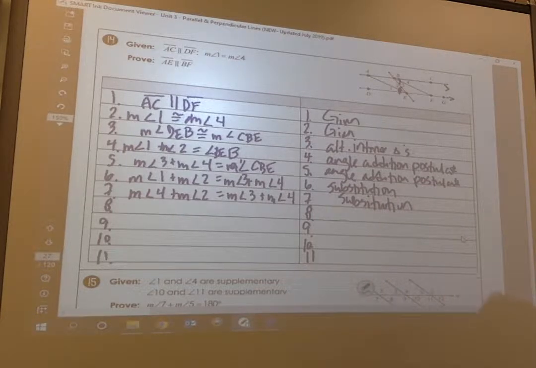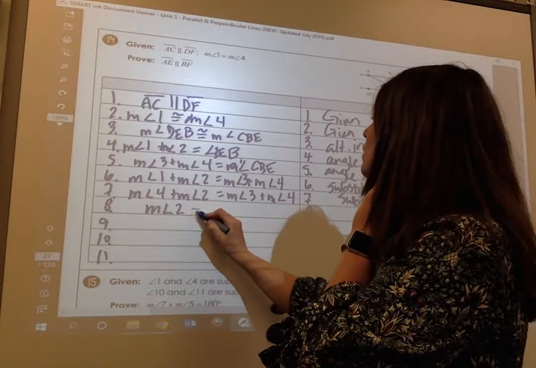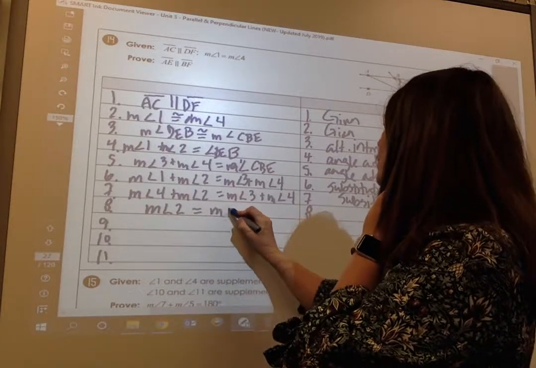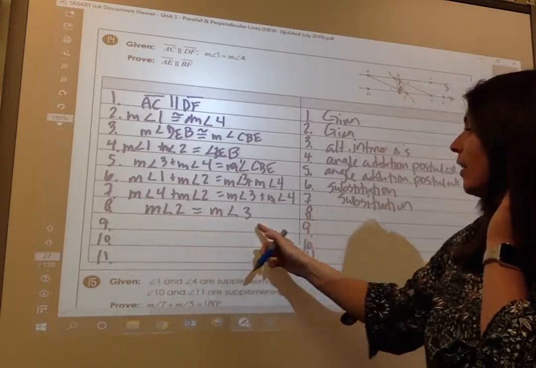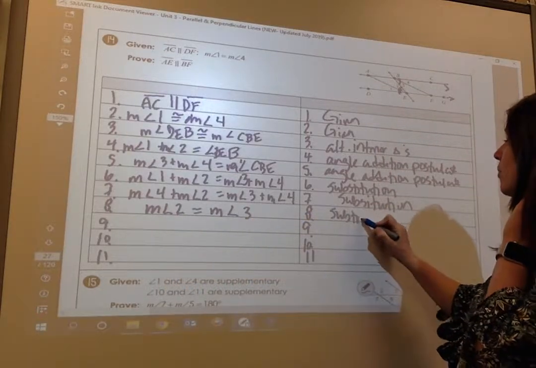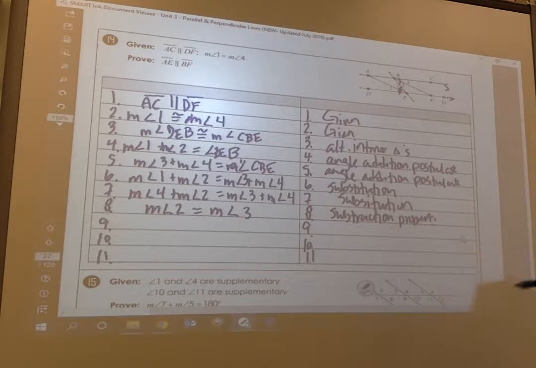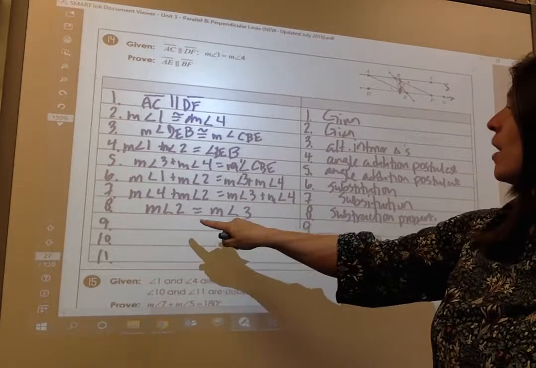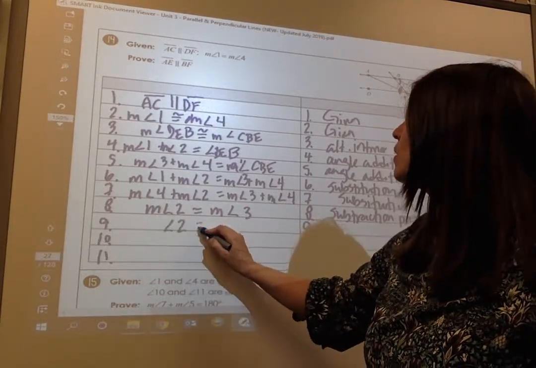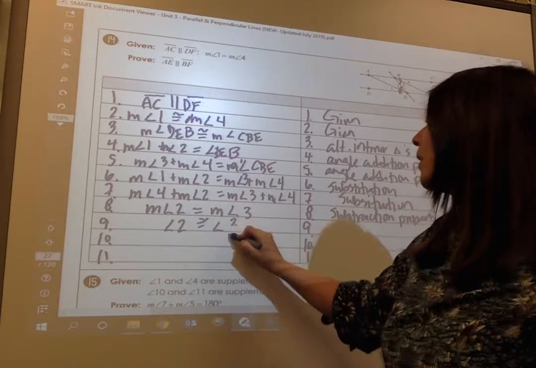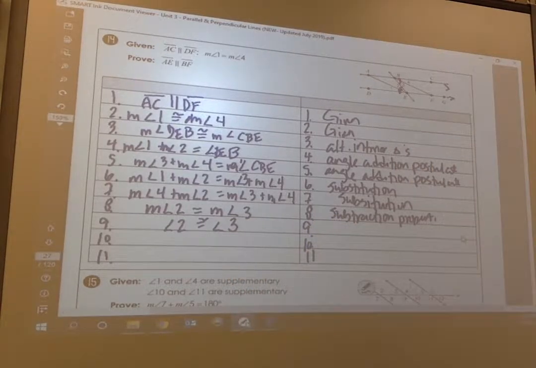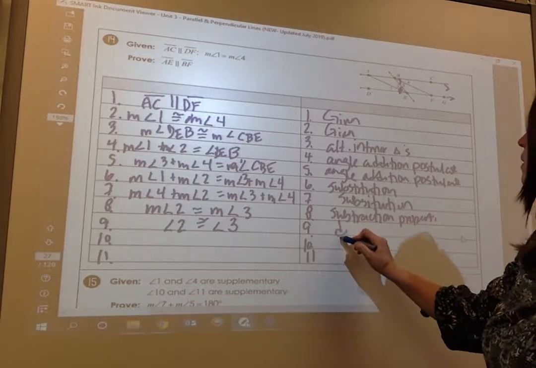All right, now I can say that the measurement of angle 2 is equal to the measurement of angle 3. And how did I do that? I used the subtraction property. I subtracted the measurement of angle 4 from both of those sides. So now I go from measurement, now I can say angle 2 is congruent to angle 3. And that is my definition of congruence.